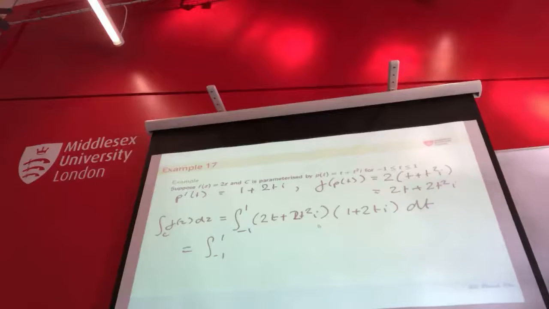So if you expand this, you get 2t plus 4t squared i multiplied, plus 2t squared i, plus 4t cubed i squared. Okay, and I've got no room for the dt. So this i squared, of course, becomes minus 1. So I'll delete that and just put minus here.